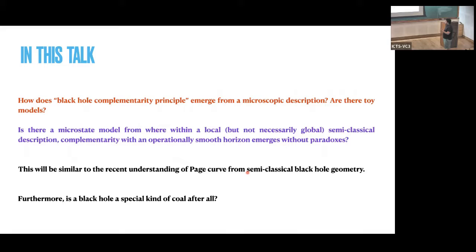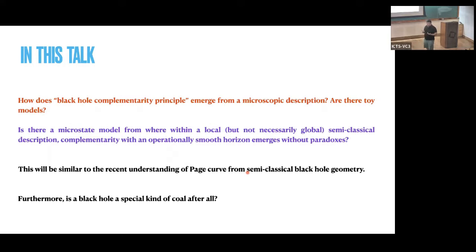What I will do in this talk is ask this question: how can the black hole complementarity principle emerge from a microscopic description? Is there any toy model that shows that you can actually copy information twice, and what does it mean? What we see in our toy models is that the information is doubly copied: in one case in something called a quantum trajectory, and in the other in the von Neumann algebra. I'll show this in the toy models first.